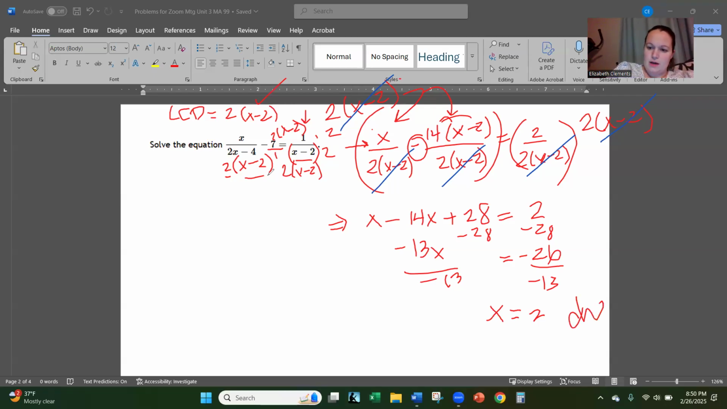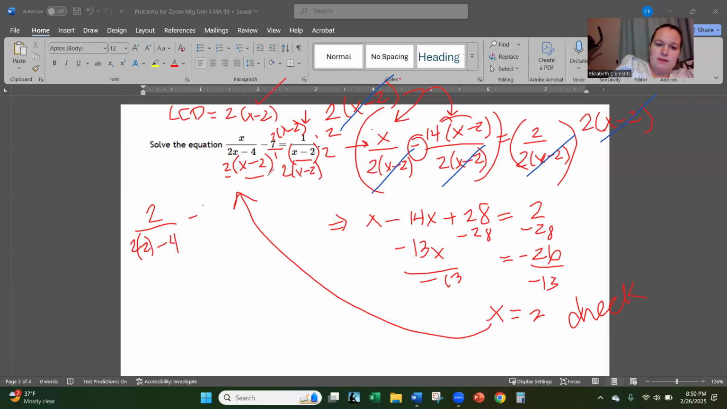So now we're going to check. We're going to go back to the original problem and plug it in to make sure that it's going to work. So I'm going to go 2 over 2 times 2 minus 4 minus 7 equals 1 over 2 minus 2. And the issue that we have is that 2 times 2 is 4 minus 4, and this is 2 minus 2, this is 0. So we end up with 0 in our denominators, and that is not allowed, right?